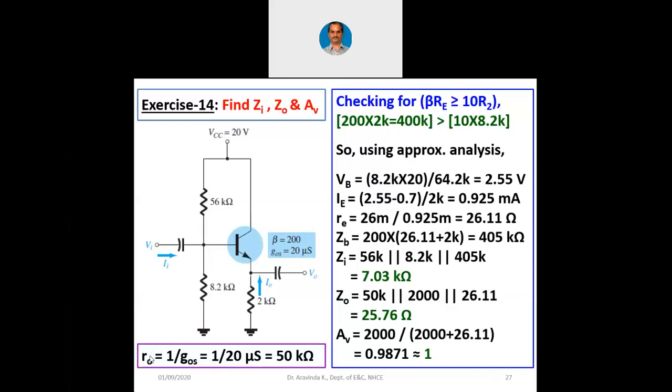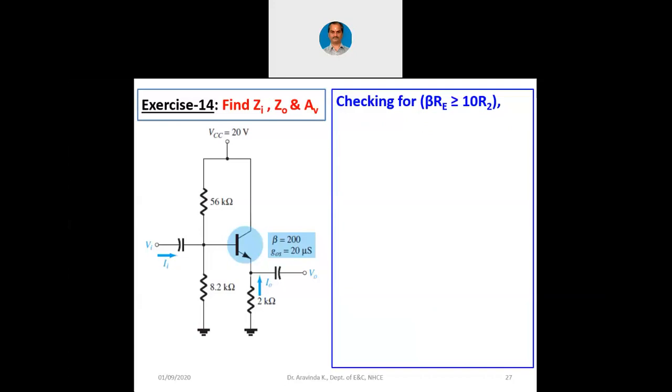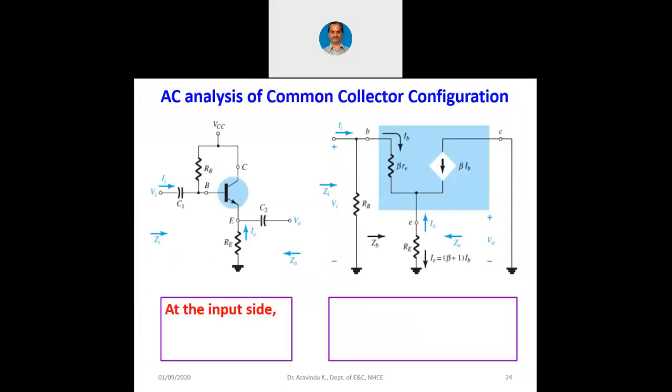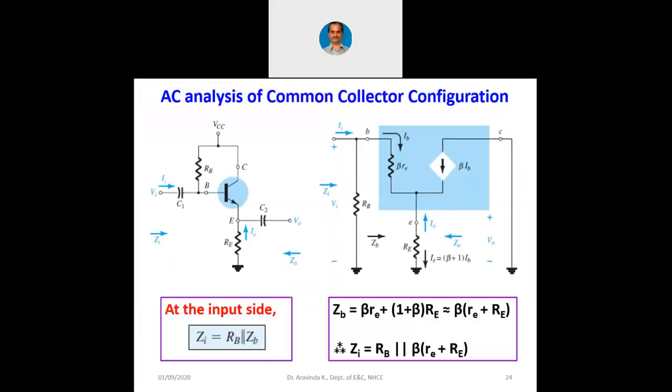Reciprocal of the output conductance is the output resistance. Output resistance along with the emitter resistance, along with the dynamic emitter resistance. That is going to be the three parallel quantities. Let me go back to the previous slide where I had shown you the AC analysis. Look at this.